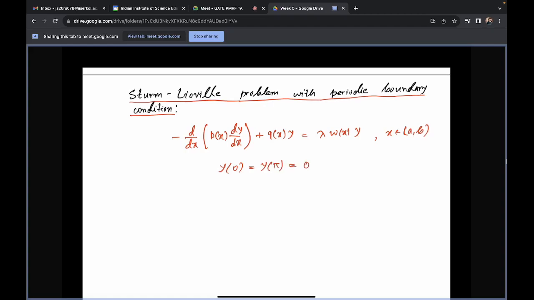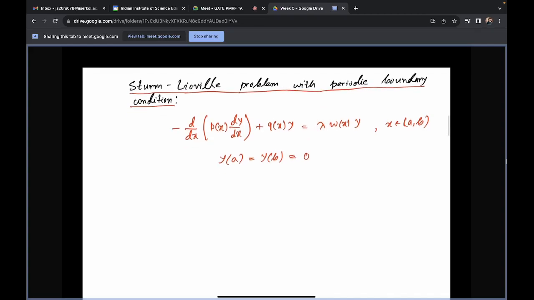So at the point 0 and pi, or some a, b, it will be here a, b. It is 0, which is why it is called periodic boundary condition. Here w(x) is called the weight. So this is the general form for the Sturm-Liouville problem corresponding to the eigenvalue lambda.